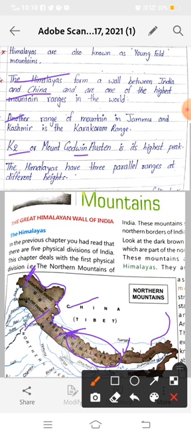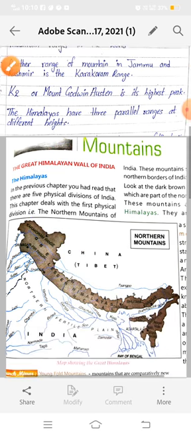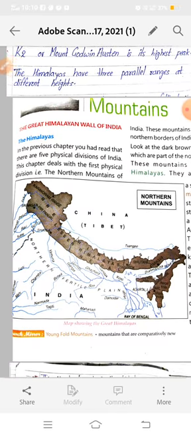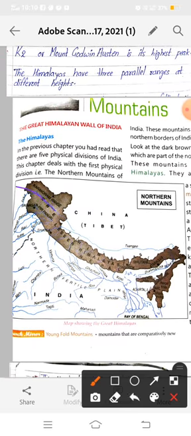The Himalayas have three parallel ranges at different heights. I told you the Himalayas have three parallel ranges. See, here to here, and then like this, and the last one is this. These are the three parallel ranges of India. This is called the Inner Himalaya, this is called the Middle Himalaya, and this is called the foothills of the Himalayas.